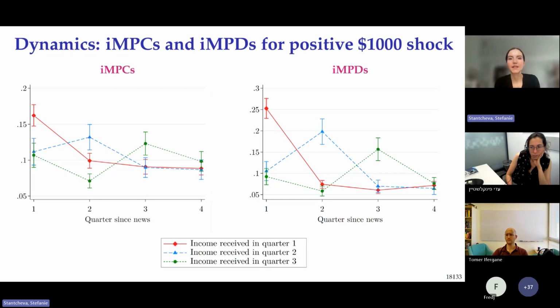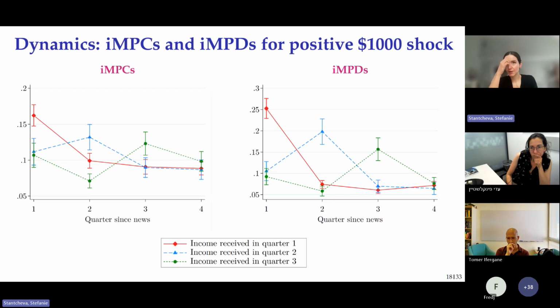So do things look different when people are anticipating it? For MPCs, you see very clearly there's the largest effect on impact. So for instance, if you get it in Q1 has the biggest MPC, then it declines. If you get it in Q2 has the biggest MPC, then it declines. So that's a first key result. You can also see that there's significant anticipation. So for a household that expects to receive something in Q2, there is already a response in Q1. Similarly, for a household that expects to receive it in Q3.